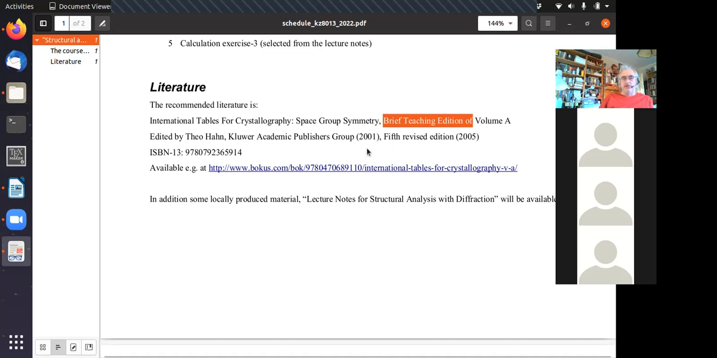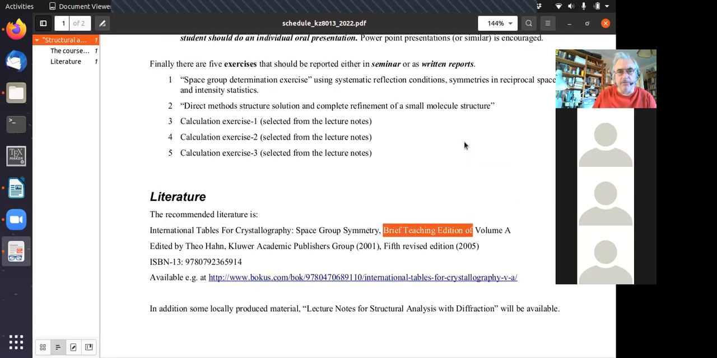Maybe that is not necessary. You can ask your supervisor to buy it for you. Of course, that is a standard thing, standard reference work for crystallography. So it costs something like 2,000–3,000 crowns or something like that.